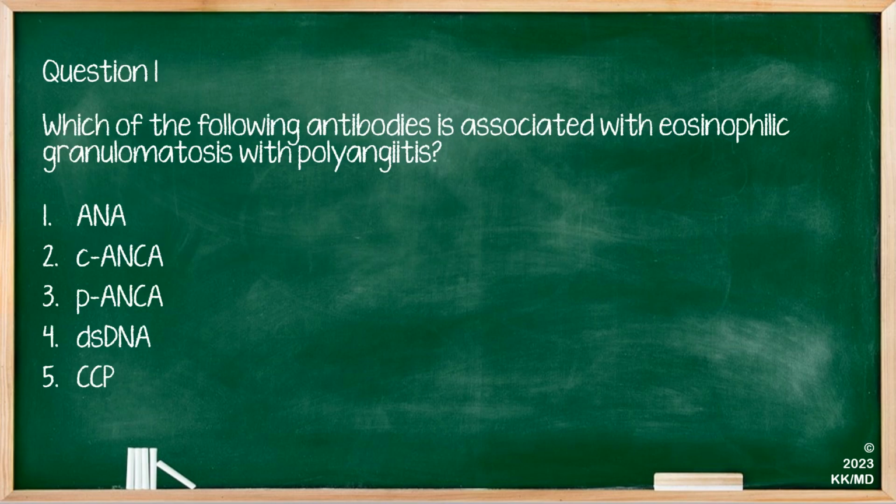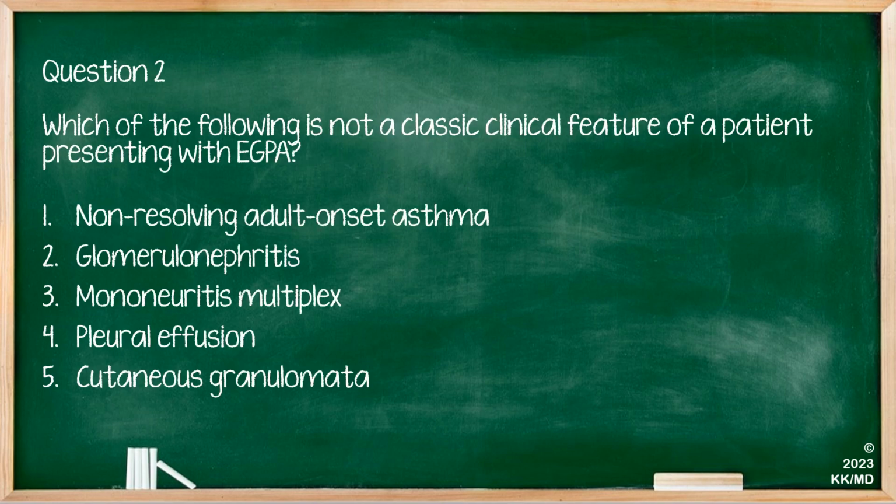So let's do some questions. The first question is, which of the following antibodies is associated with eosinophilic granulomatosis with polyangiitis? Our options are ANA, C-ANCA, P-ANCA, dsDNA or CCP antibodies. So really, we know already that this is going to be an ANCA-associated vasculitis, so it's a case of which one is the correct one. And as you will remember from an earlier slide, in this case it's P-ANCA. You'll remember from the previous video that C-ANCA is associated with GPA or granulomatosis with polyangiitis.